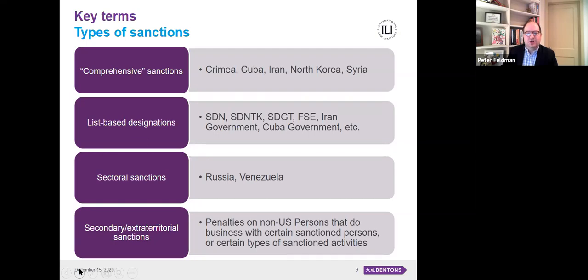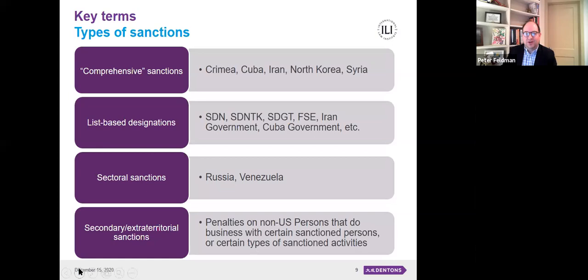In addition to the list-based designations and the comprehensive sanctions, we've also got a newer creation of U.S. sanctions, which are the so-called sectoral sanctions. These sectoral sanctions are comprehensive in the sense that they apply with respect to certain countries, and list-based in the sense that they don't cover absolutely everything. They only cover certain individuals and entities. But they're even a little bit tighter than that, because they don't prohibit everything with the country or everything with an individual designee.